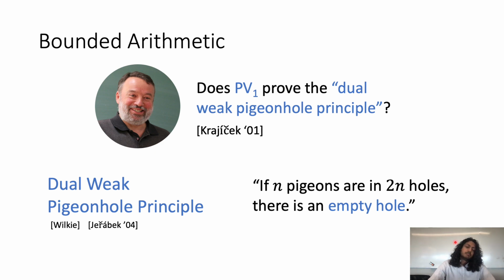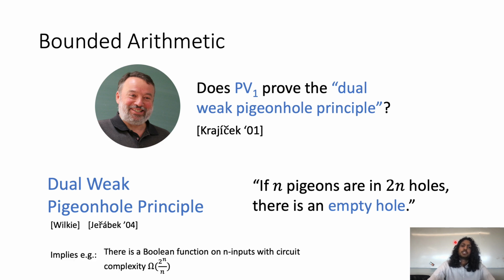One particular consequence of the dual weak pigeonhole principle is that you can use it to prove Shannon's counting argument, that there is a Boolean function that requires circuits of size 2^n/n. And this is part of the reason why showing that the dual weak pigeonhole principle cannot be proved using efficient reasoning is interesting, because it's a baby step to understanding whether or not efficient reasoning can prove circuit lower bounds. And so that's the motivation for this question.